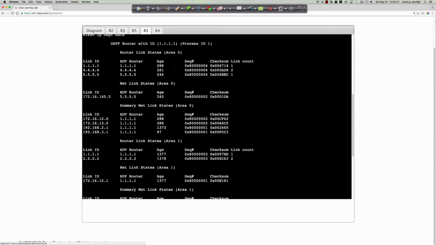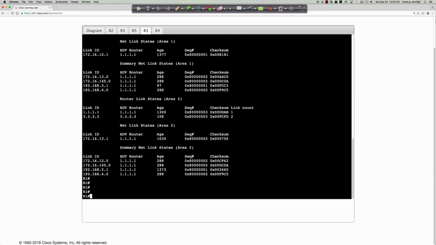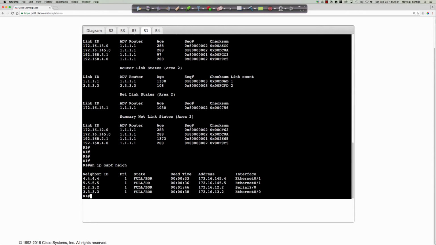So on router 1, if I were to say show IP OSPF neighbor, you can see that the DR between 1, 4, and 5 is router 5. Router 5 is currently the DR here. The BDR is router 4. And that's what they've got us doing here.